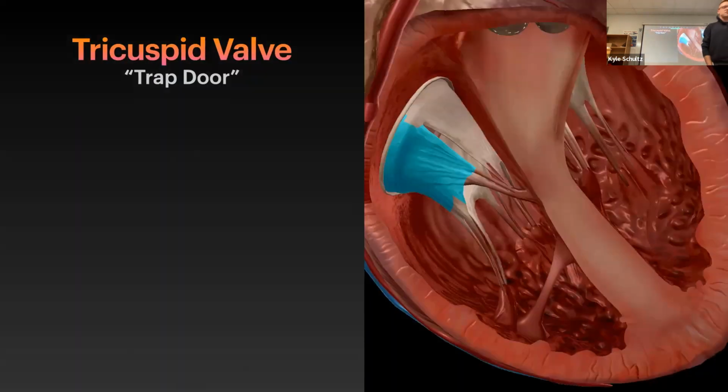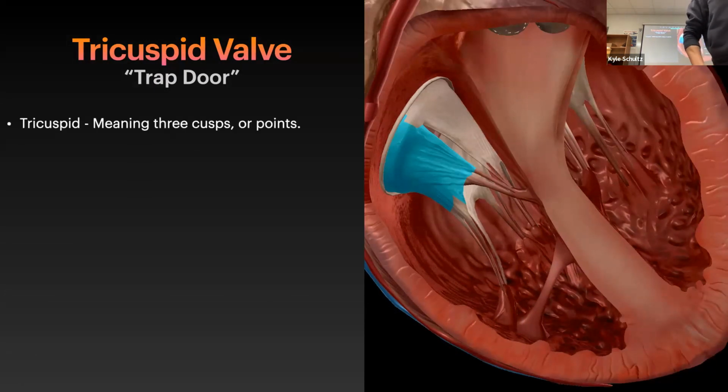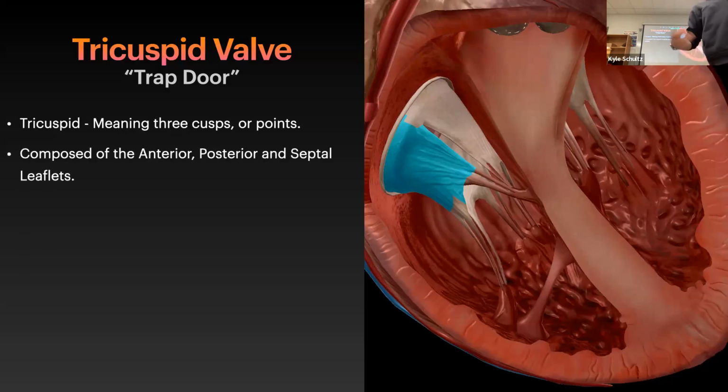First one's going to be the tricuspid valve. I like to think of these valves as trap doors. You can see them highlighted here on the right side of the screen. That little blue highlight is the leaflet for the tricuspid valve. Tricuspid meaning 3 cusps or points. That's where it got its name. It's got 3 different leaflets: the anterior, posterior, and septal leaflets. Everything is obviously in relation to the patient's body, and that's where the names for those leaflets come from.